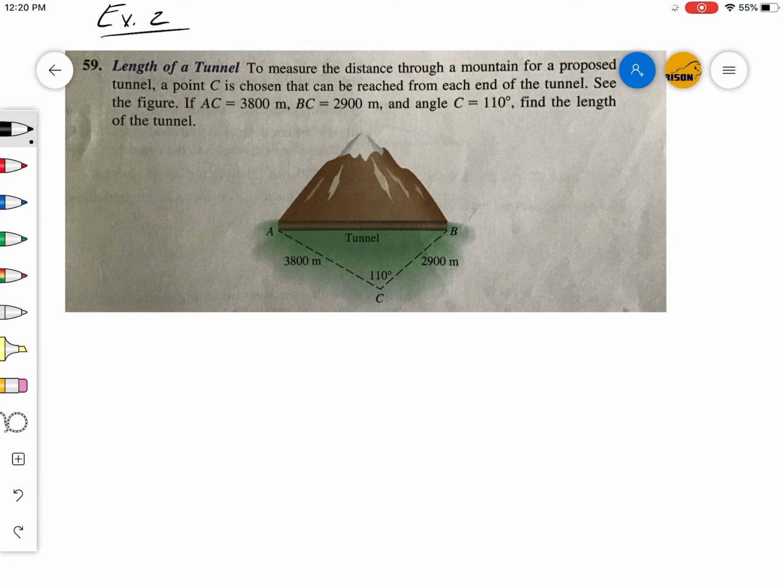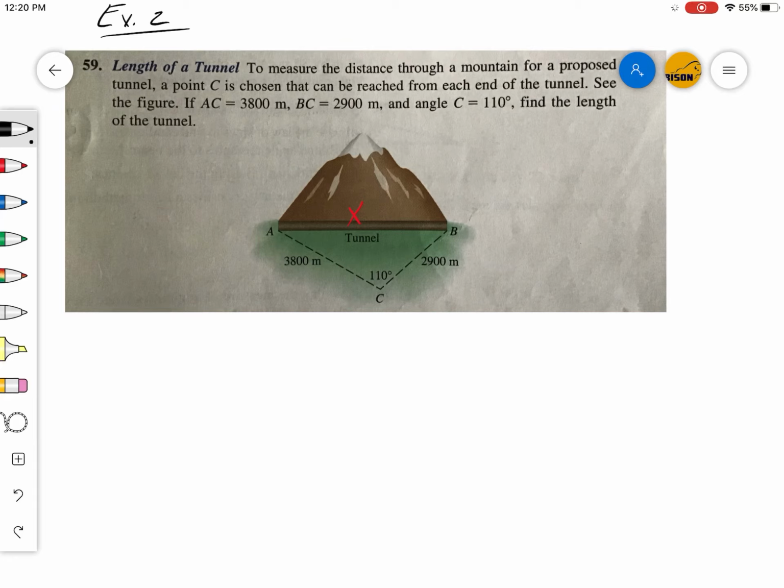So they've chosen a point C, and they've taken some measurements from that point C, and they're going to use trig to be able to find the distance through this tunnel, okay? So the tunnel is definitely what we're looking for. That's our x value, okay? So let's see if we can set up a control. Can we find a control?